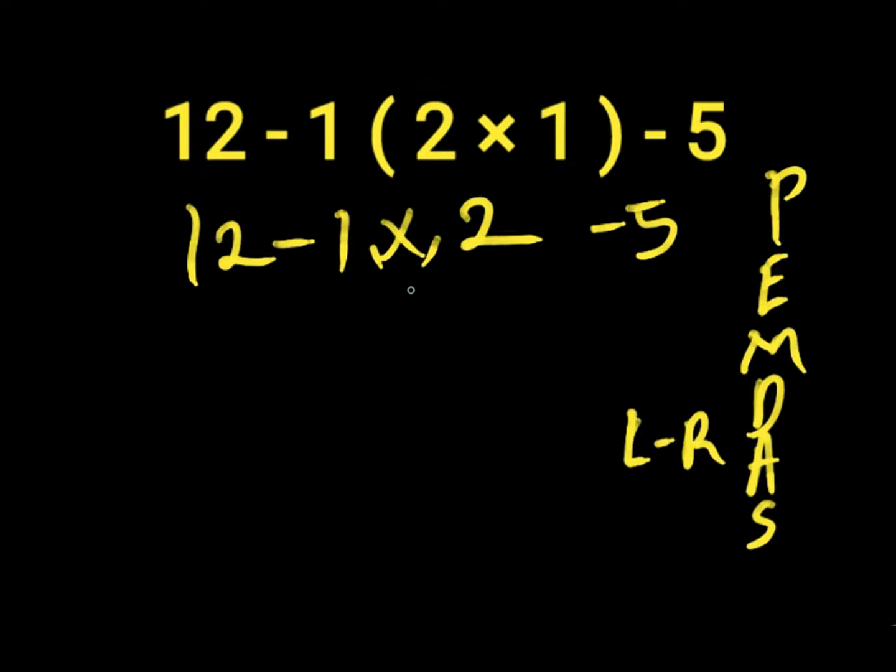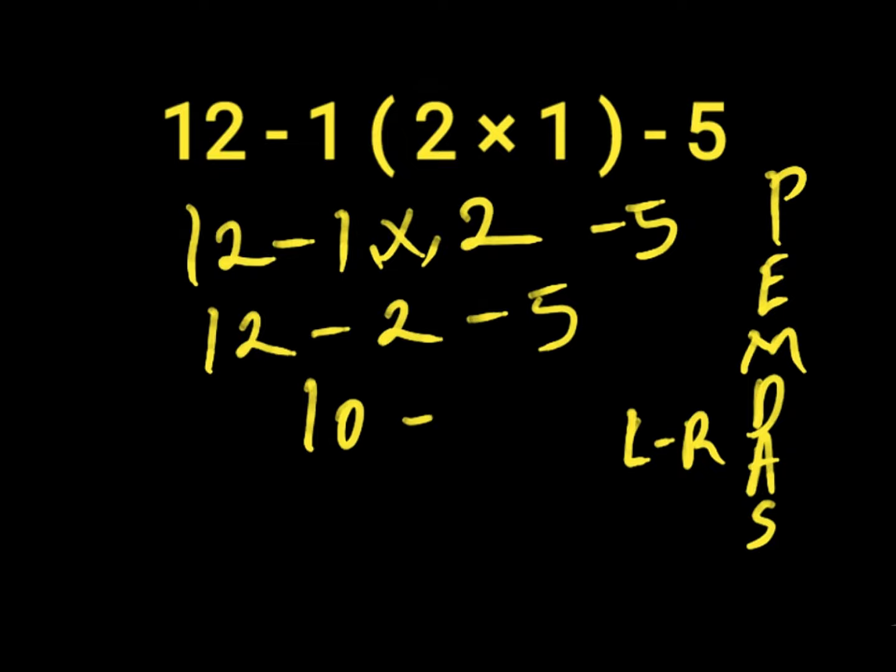Then 1 times 2 will give us 2. Then 12 minus 2 minus 5. 12 minus 2 will give us 10. Then 10 minus 5 is equal to 5. So 5 is the right answer to this expression.